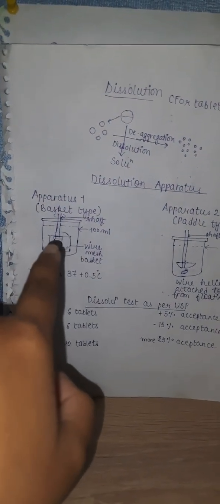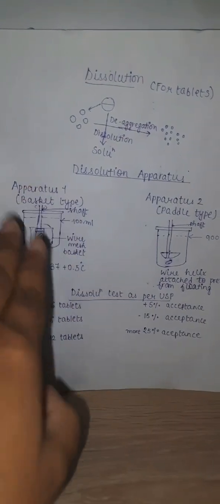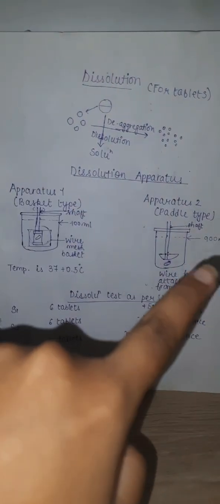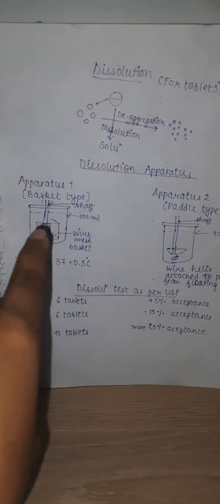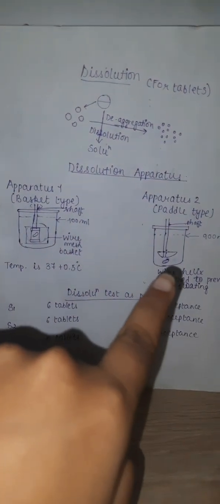In basket type you will have a shaft, you'll have a wire mesh basket. Both of them are very similar, except for a few differences. The first difference you'll see is that here there will be a basket and here there will be a paddle. Second point of difference will be that here the tablet will be placed inside the basket, and here the tablet will be placed below the paddle.